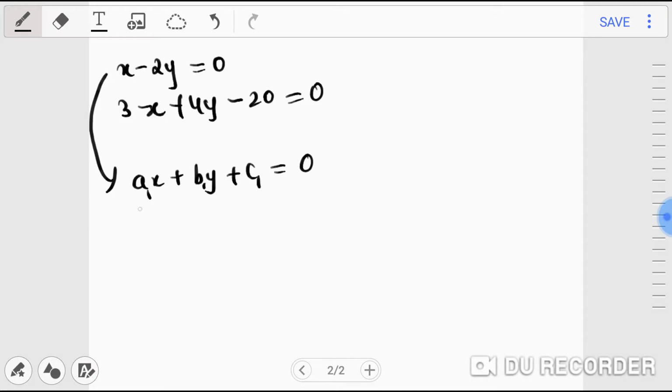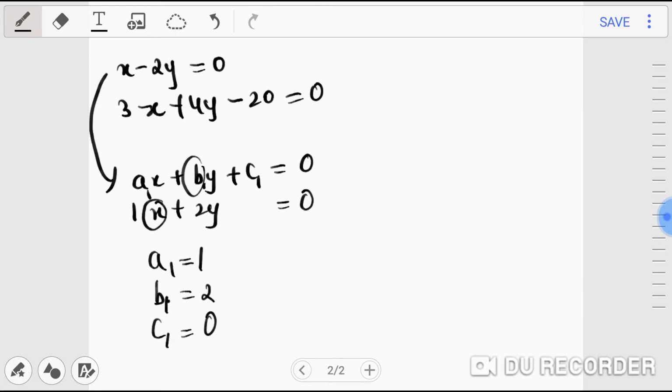Okay, and you have to compare your x minus 2y is equal to 0. Now if you can notice here, the coefficient of x is nothing, means 1. So can I say a1 is equal to 1? And what about b1? b1 is equal to 2. And what about c1? Nothing, means 0. So you got the values of a1, b1 and c1.